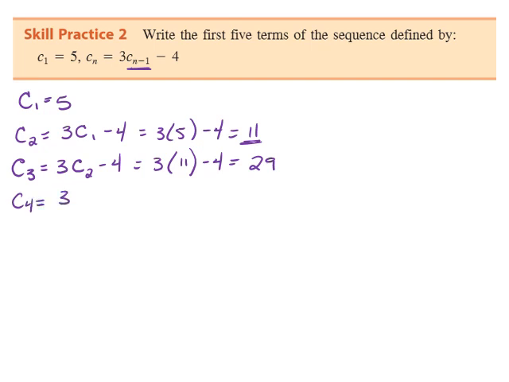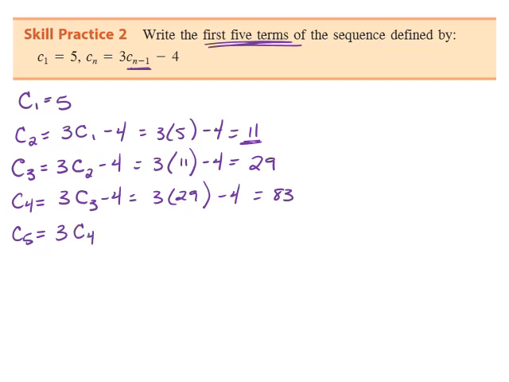The fourth term is found by taking 3 times the term before it, which is the third, minus 4. So 3 times 29 minus 4 gives us 83. We do want to find the first 5 terms, so we'll find one more term, and we'll find that by taking 3 times the fourth term minus 4, or 3 times 83 minus 4. You're welcome to use a calculator if needed, and I believe you will get 245.